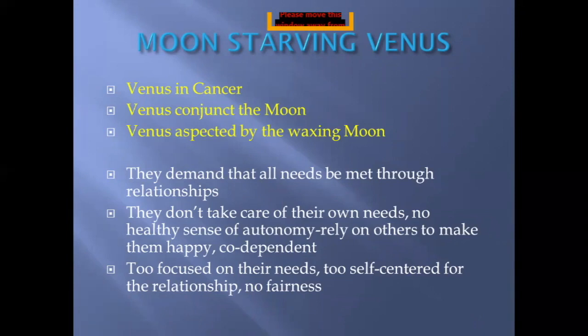When the moon is starving Venus, remember that the moon is our ego needs. Okay, it's our individualized consciousness. It's those things about our personality that show what we need. So a person with this combination is going to demand that all their needs be met through relationships. So they're not going to take care of their own needs, and they're going to rely on others too much in order to be happy. And so there's a real danger of codependent relationships, as they don't have a healthy sense of autonomy.